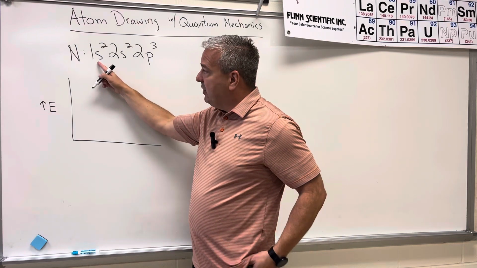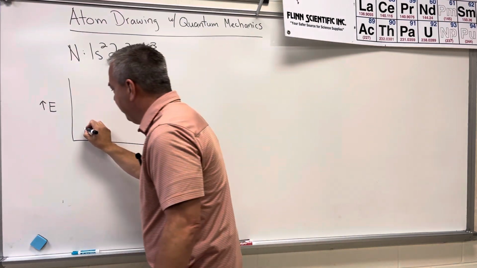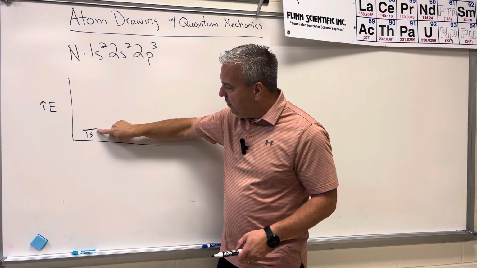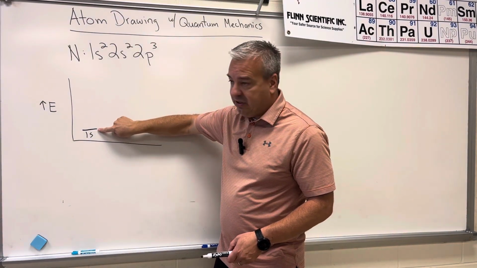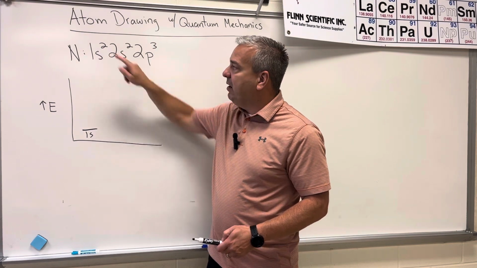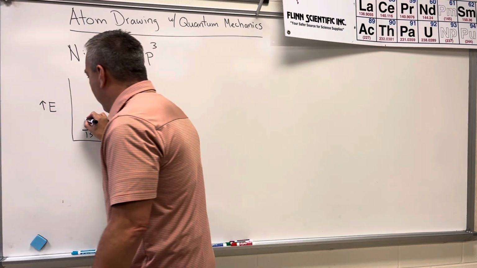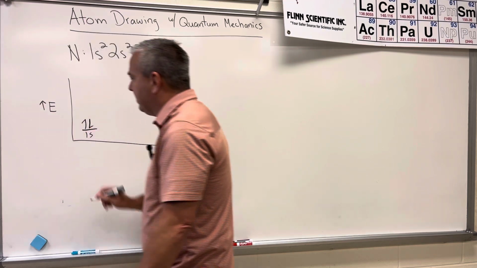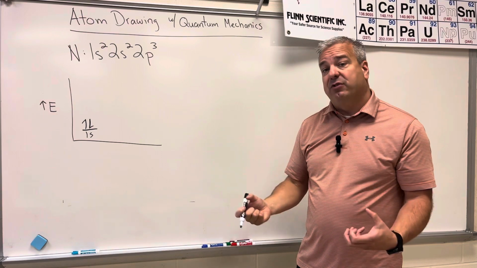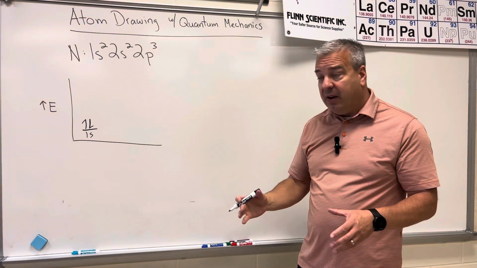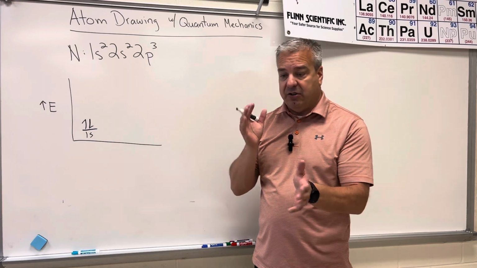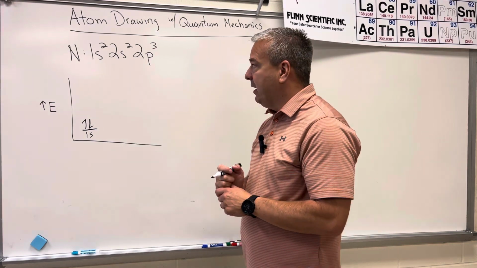So if nitrogen starts off with 1s2, that's going to be the lowest energy orbital, and our orbitals are always described as dashes here, and I labeled it as the 1s. There's two electrons that are going to be in that orbital. One is going to spin up, the other one's going to spin down, and it's a filled orbital because each orbital can only have two electrons. And remember, if they're in the same orbital, they can't spin in the same direction. They have to spin in opposite directions.